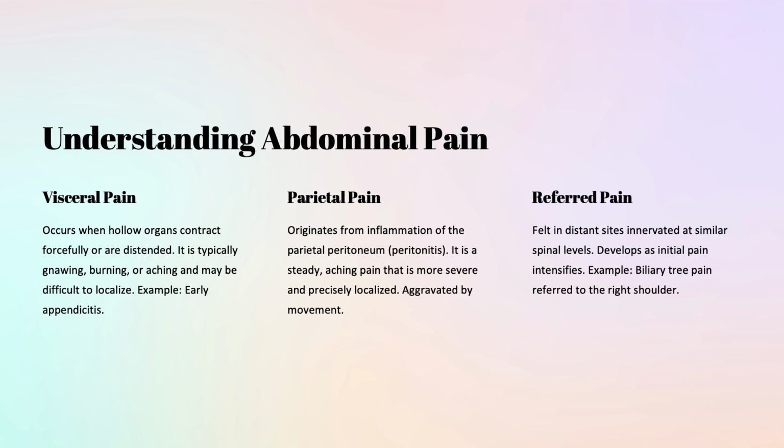There's also referred pain in the abdomen. Referred, meaning it's felt in a site which is distant from the involved location. Okay? Referred pain occurs because that area is innervated by a similar spinal level. So it develops as initial pain intensifies. For example, if you have a right biliary tree pain, it could eventually be referred to the right shoulder.